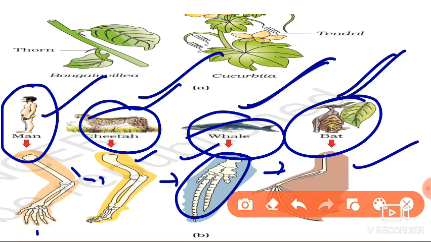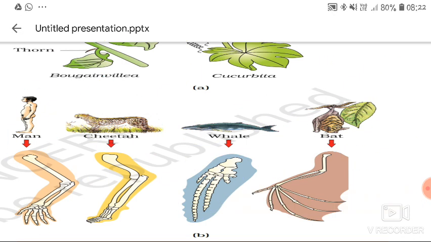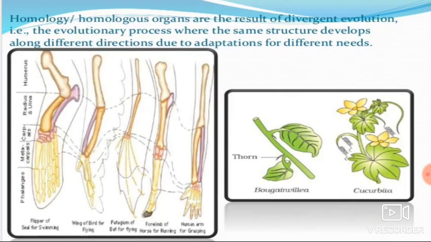That is homology. Homologous organs are structurally similar but functionally different, and this is an example for divergent evolution. Please remember, don't forget it. What is divergent evolution? I will tell you later. I think you understood this, and this is given in your NCERT.